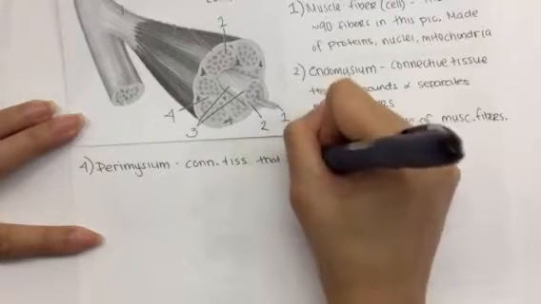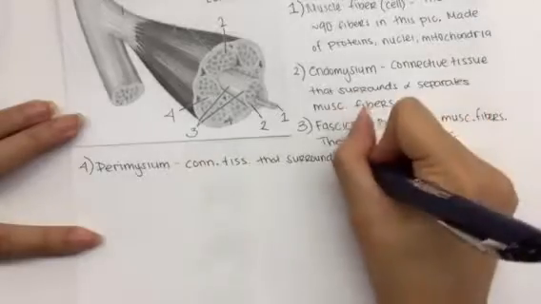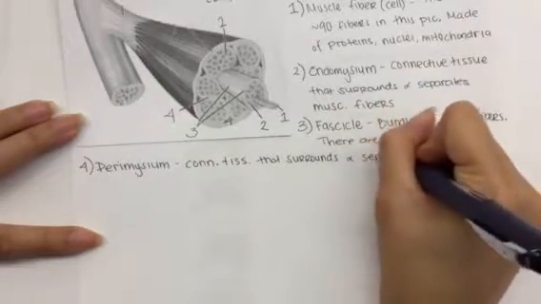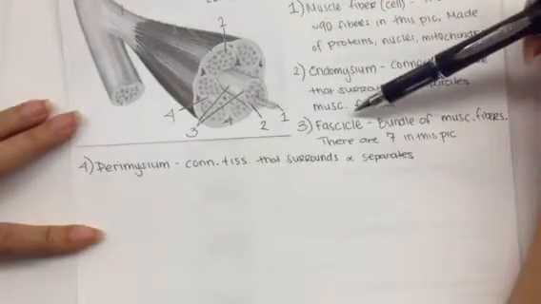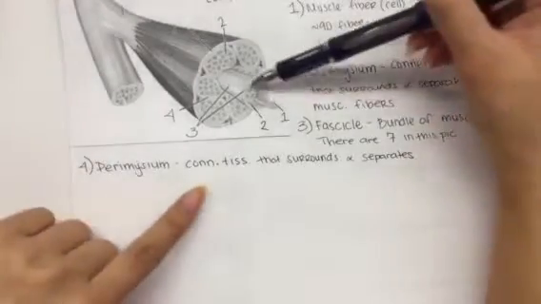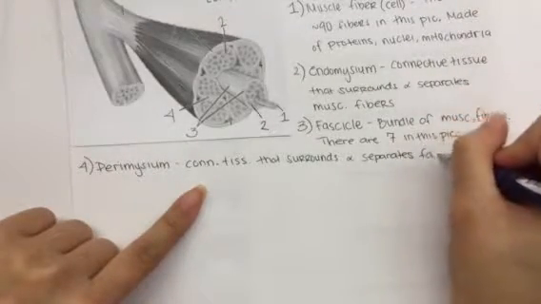That surrounds and separates. So perimysium surrounds and separates. What are these bundles called again? Fascicles.